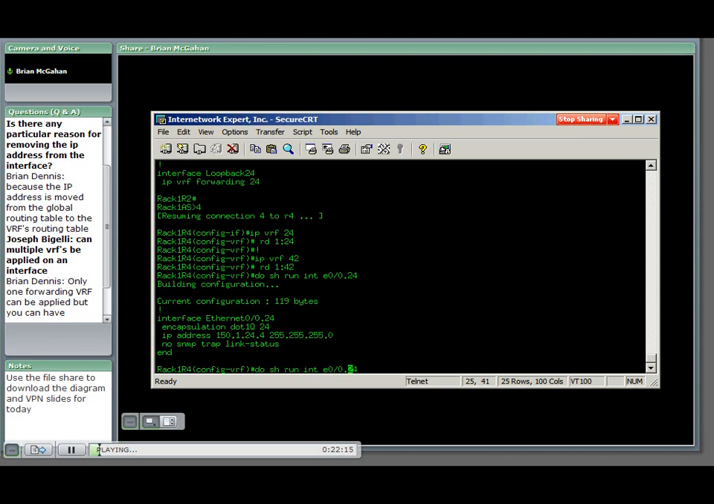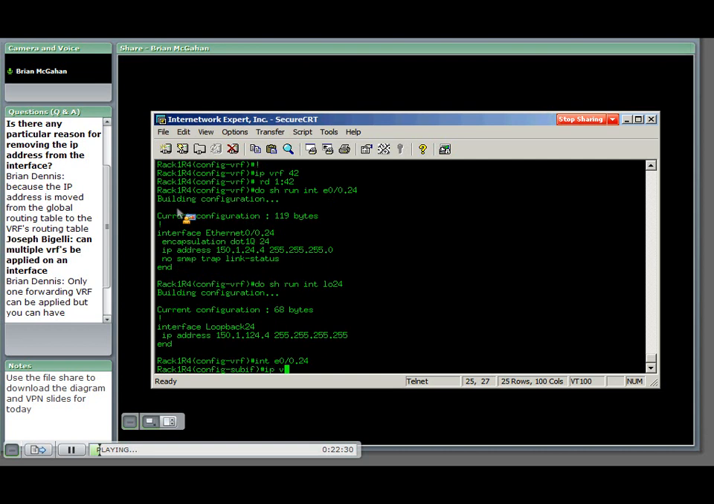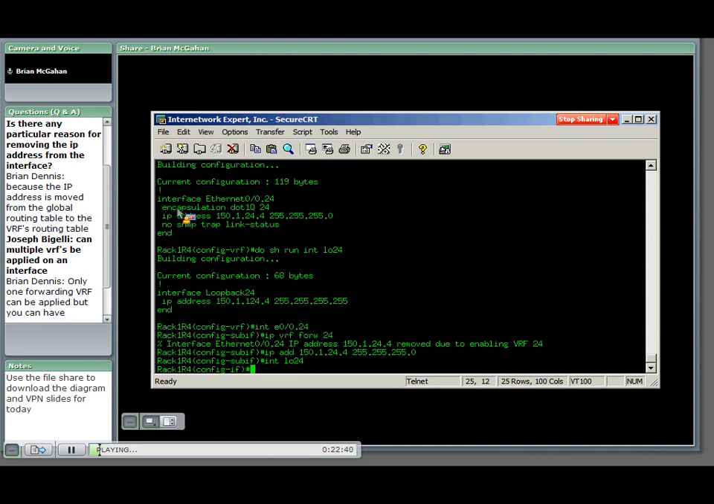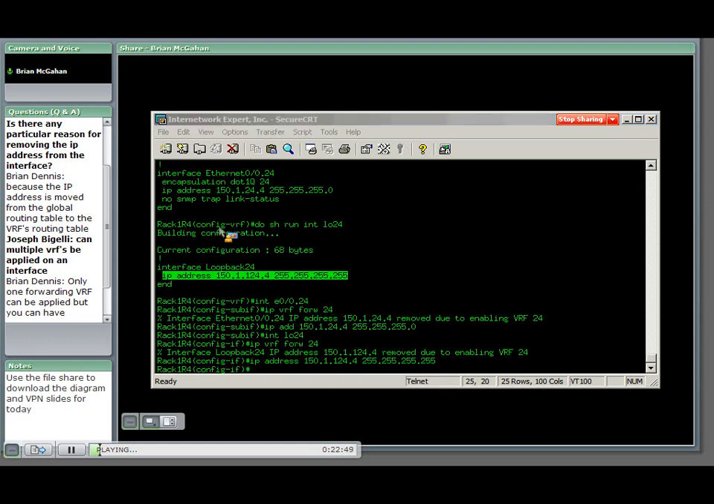Say show run interface Ethernet 0/0.24 and loopback 24. And we're going to apply VRF 24 to both of these interfaces. So we say ip vrf forwarding 24. Put our IP address back. ip vrf forwarding 24, and then reapply the IP address.